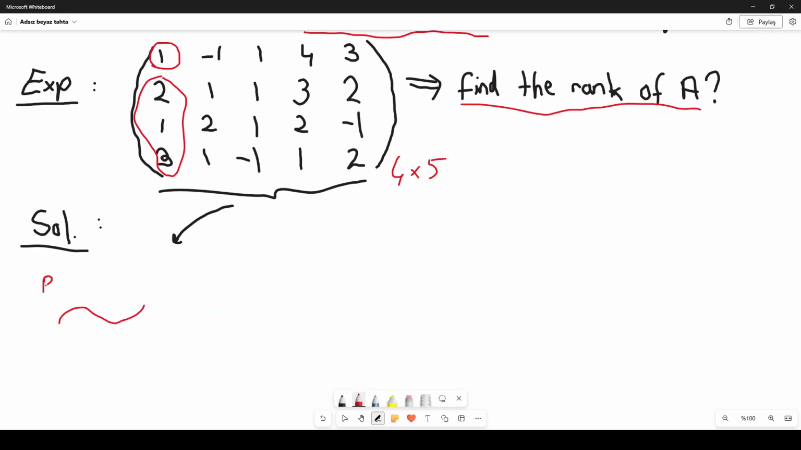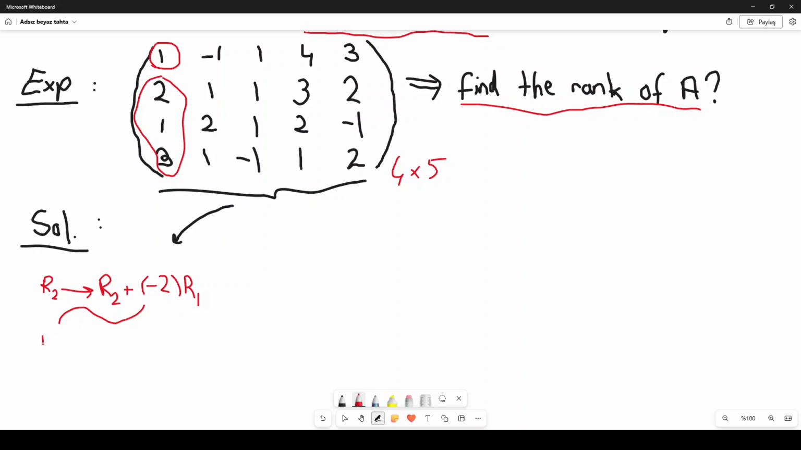I need to replace row 2, row 3 and row 4 by something else, right? For instance, for row 2, I should add row 2 minus 2 times row 1, and this would enable me to eliminate this 2 value, which is the first entry of the second row of the given matrix.